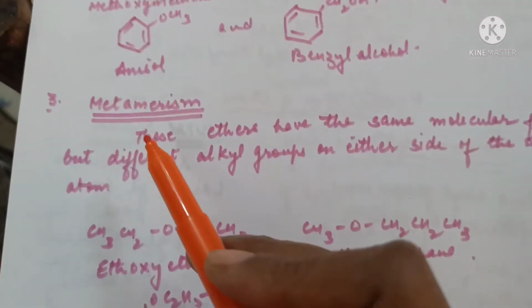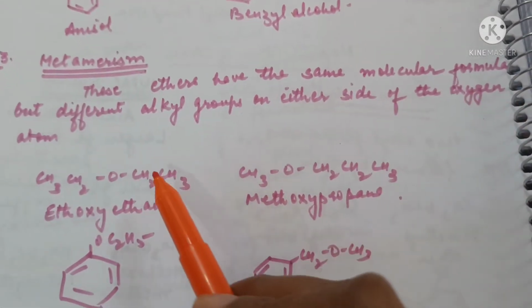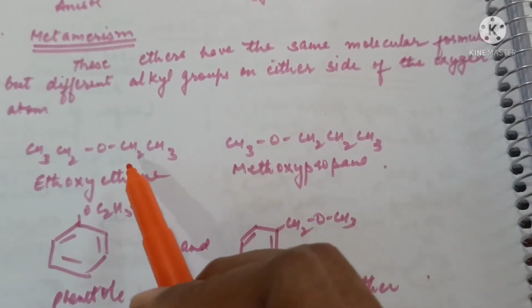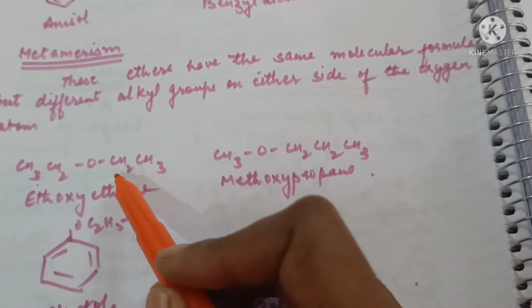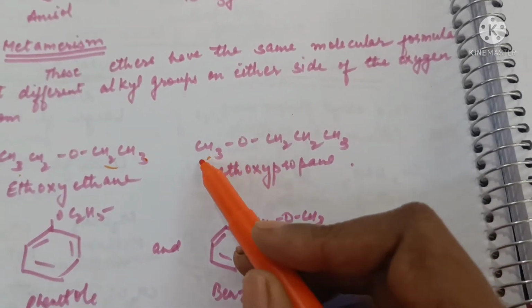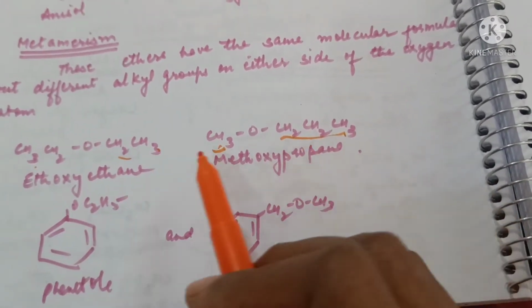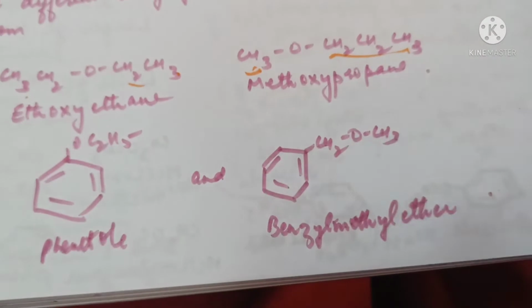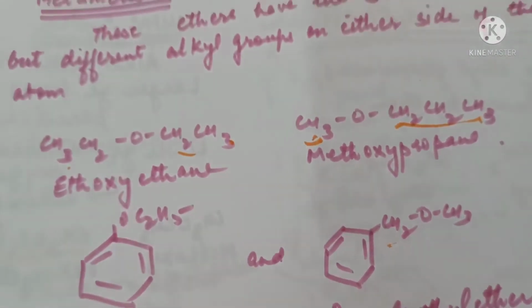Third type of isomerism is metamerism. These ethers have the same molecular formula but different alkyl groups on either side of oxygen. For example, the molecular formula contains 4 carbons, but these two are metamers: 2 carbons on this side and 2 carbons on this side, 1 carbon on this side and 3 carbons on this side. Total number of carbon atoms is the same. This is ethoxyethane, this is methoxypropane. They are metamers of each other. Similarly, phenetole and benzyl methyl ether are metamers.